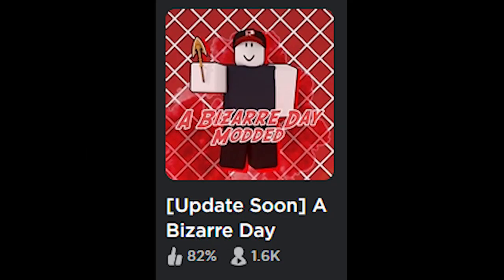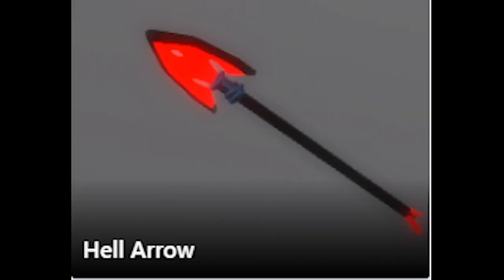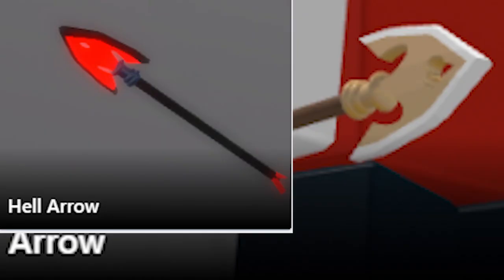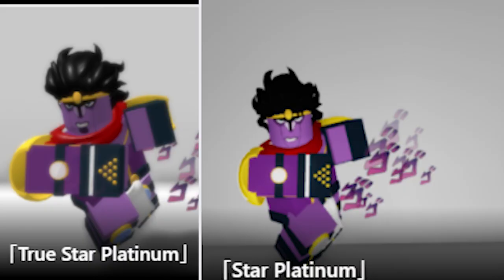So my second to last point is how these games have little to no effort in them. And you guys may be saying, oh, they make so many new cool items and models and stuff. But if you look at some of these models, like a Hell Arrow in ABD modded is literally just the recolor of an arrow. True Star Platinum is basically the exact same stand.